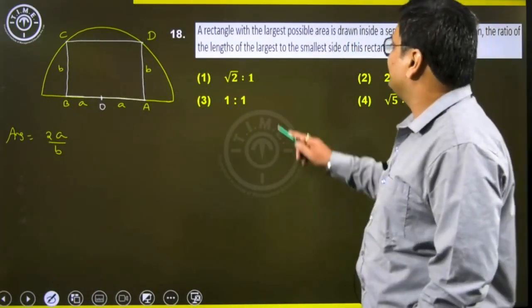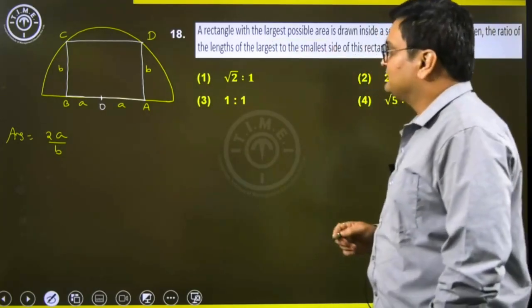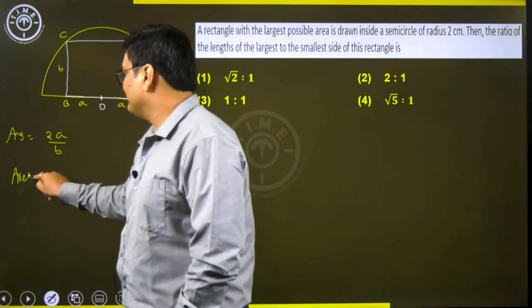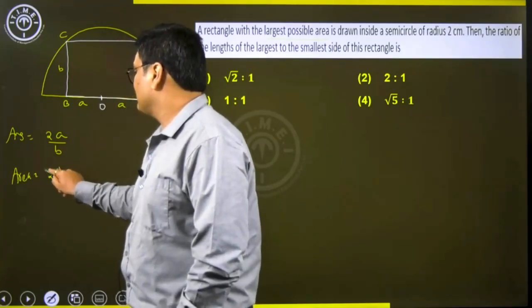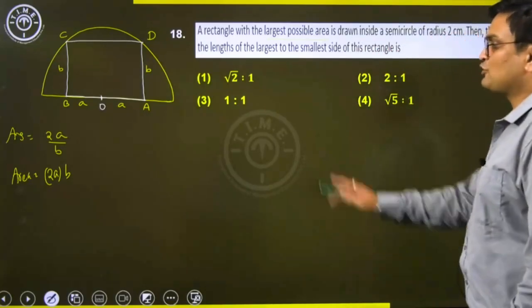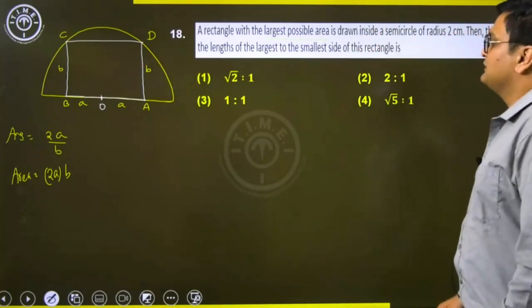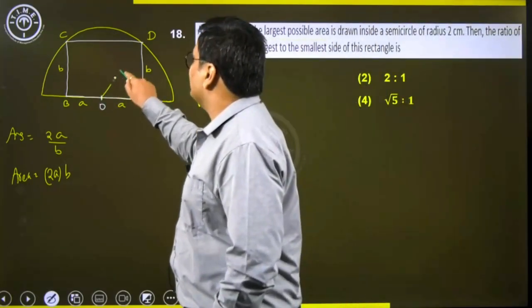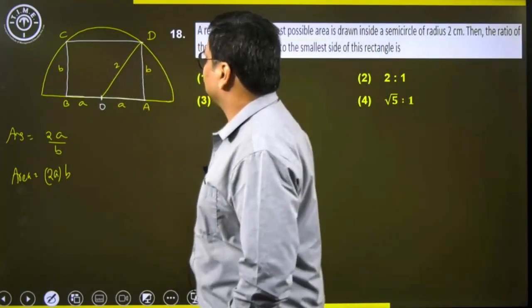Now there is one more hint given here. It says largest possible area. So what will be the area of this particular rectangle? Area of this rectangle will be equal to length into breadth, 2A into B. That is the area of the rectangle. We want this to be highest possible. The radius is given to be 2. So if I connect O to D, can I say this will be 2?